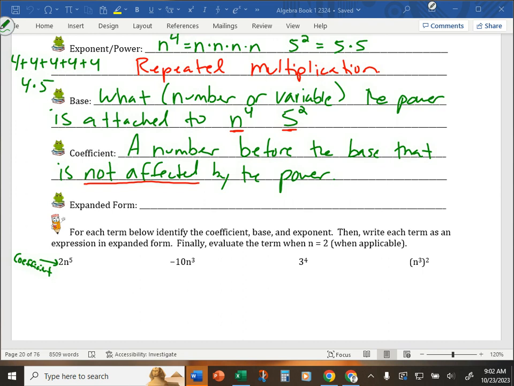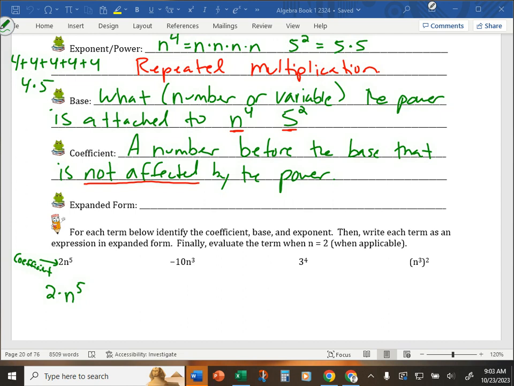Okay? It's the number that comes before the base that's not affected by the power. And as Chance just said, the reason why it's not affected is because of order of operations. What operation is between the 2 and the n there? Even though it's not written, we're multiplying. 2 times n to the fifth. According to the order of operations, what gets done first? The exponent or the multiplying?